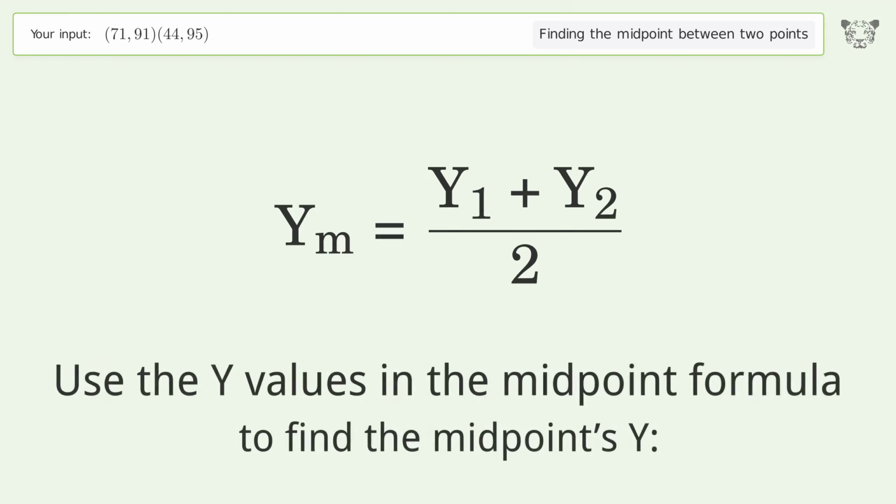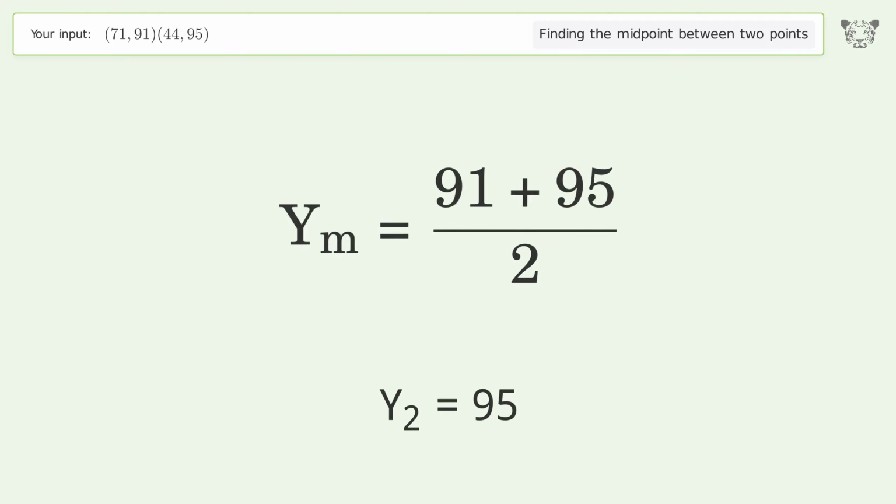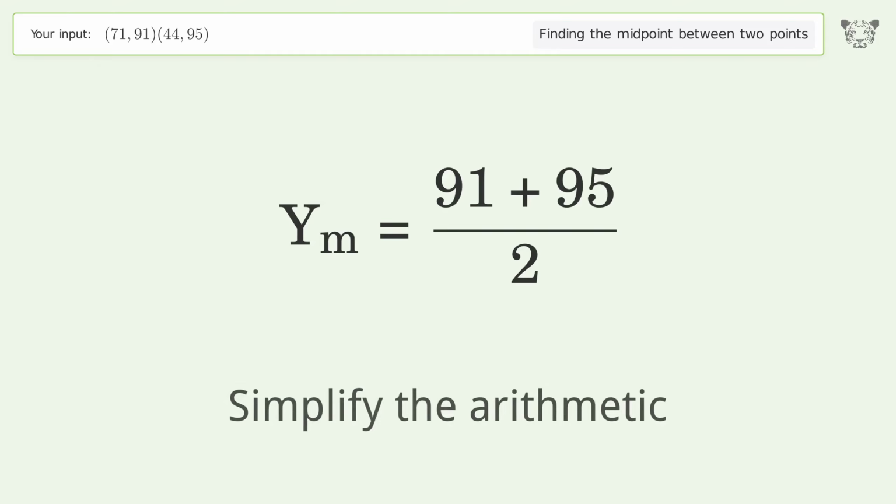Use the y values in the midpoint formula to find the midpoint's y. y1 equals 91. y2 equals 95. Simplify the arithmetic.